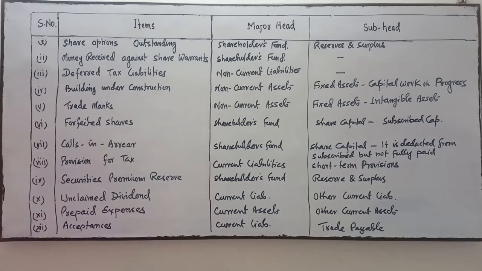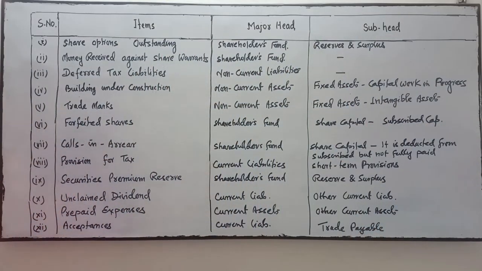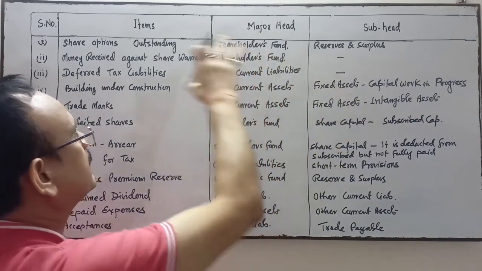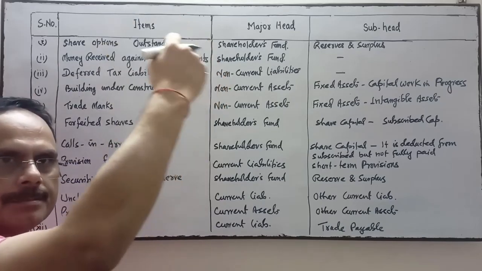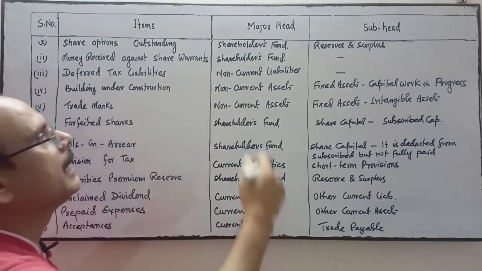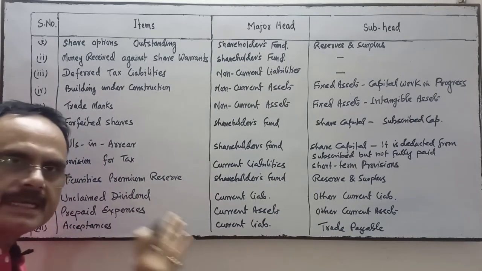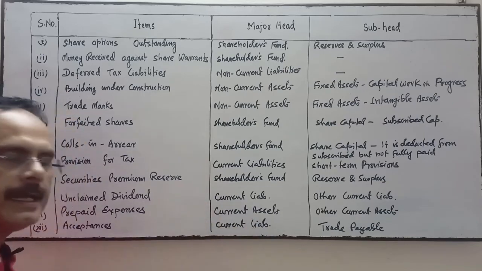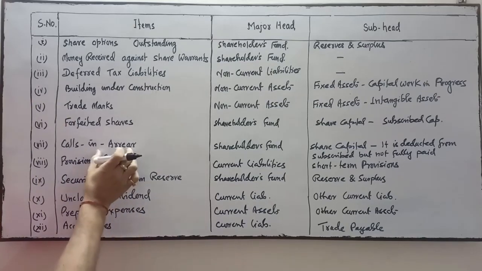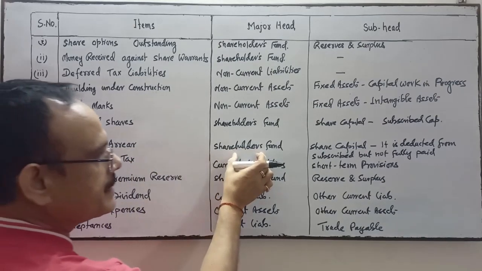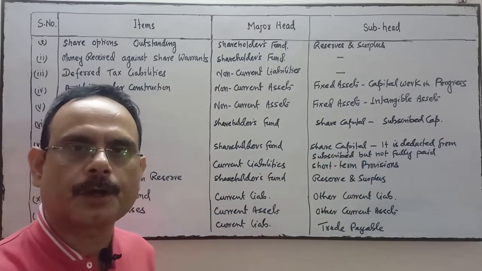So these are the items, with their headings and subheadings. Share option outstanding: the major head is shareholders fund and the subhead is reserves and surplus. Similarly, acceptance: the major head is current liabilities and the subheading is trade payables. Similarly, calls in arrear: the major head is shareholders fund and the subheading is share capital, where it is deducted from the subscribed but not fully paid.